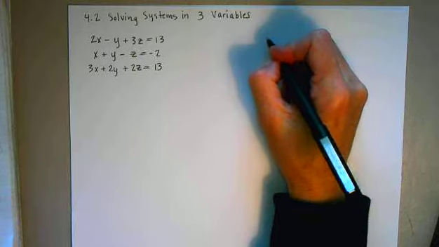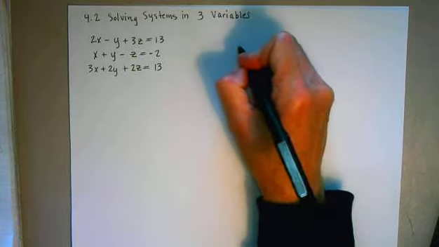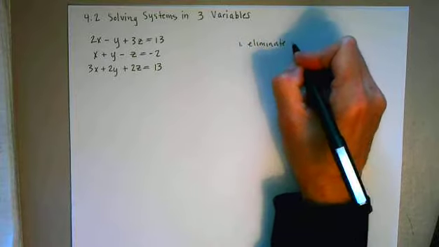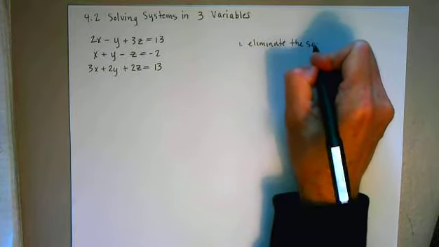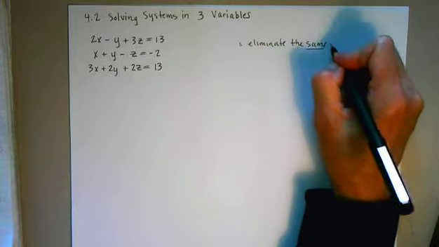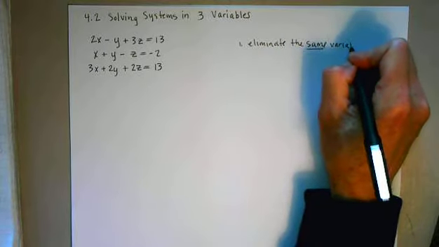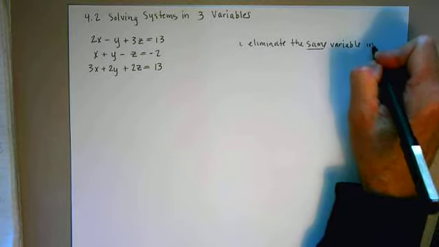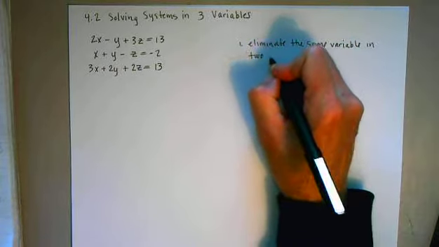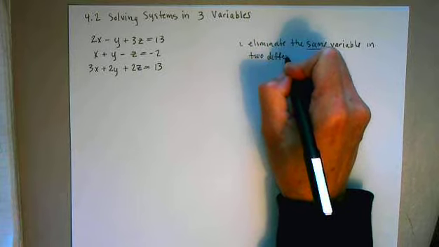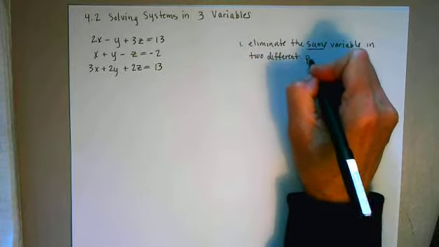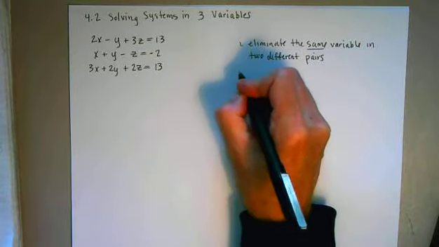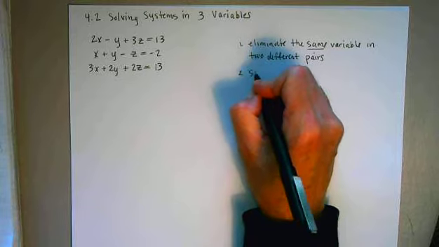Let's go ahead and write the steps like we did before. First of all, we're going to eliminate the same variable, and that's key. You have to make sure you do the same variable. I see people do different variables all the time, and it doesn't get you anywhere. In 2 different pairs of those planes, okay?